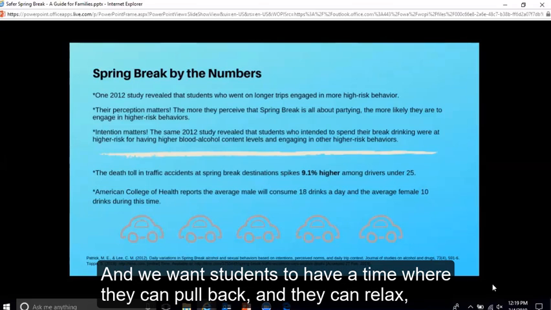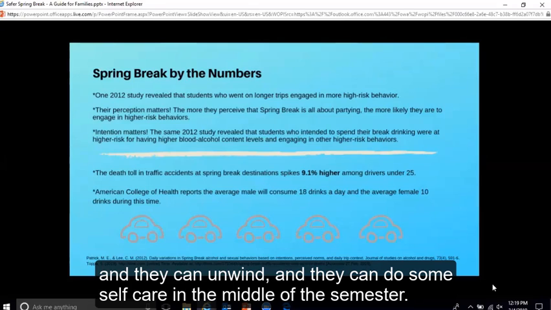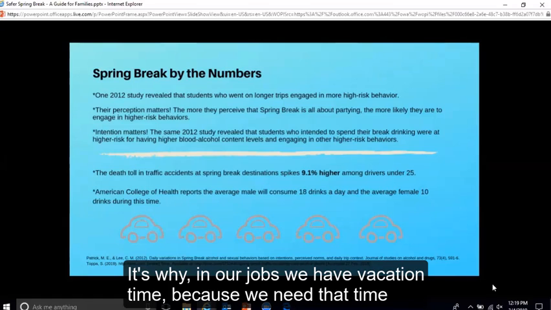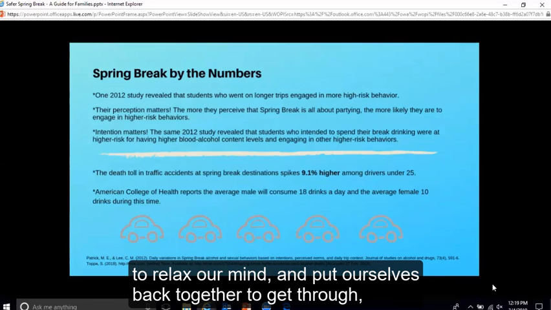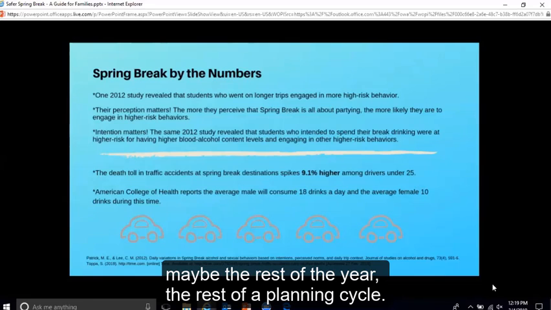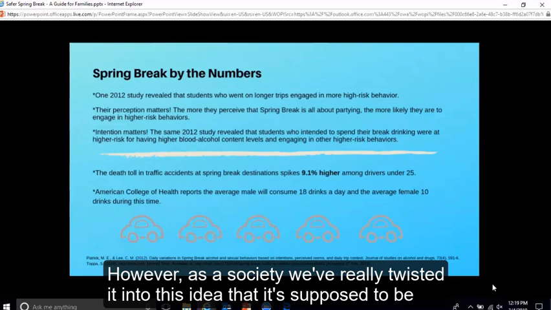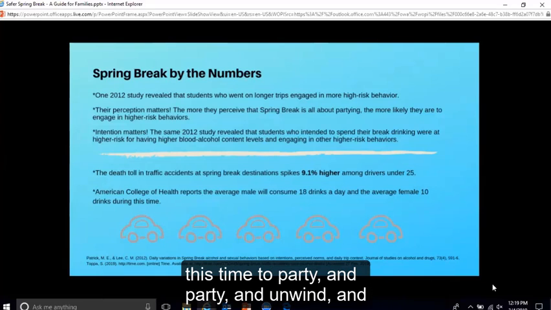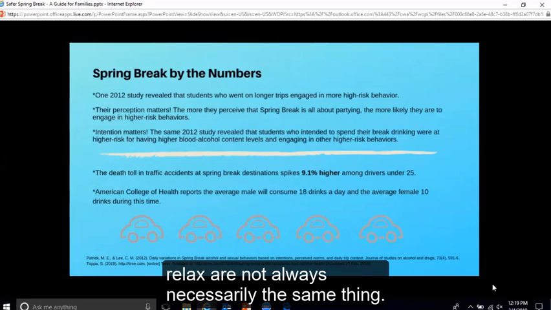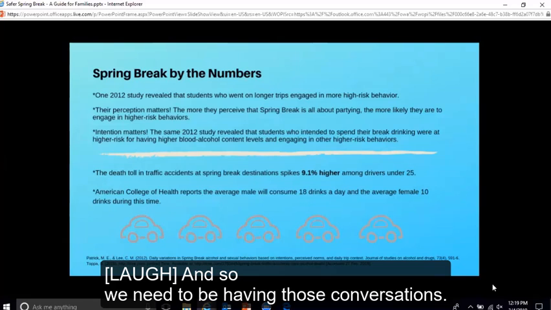And we want students to have a time where they can pull back and they can relax and they can unwind and they can do some self-care in the middle of the semester. It's really, really important. It's why in our jobs, we have vacation time, because we need that time to relax our mind and put ourselves back together to get through maybe the rest of the year or the rest of a planning cycle. And so it is an important time. However, as a society, we've really twisted it into this idea that it's supposed to be this time to party. And party and unwind and relax are not always necessarily the same thing. And so we need to be having those conversations.